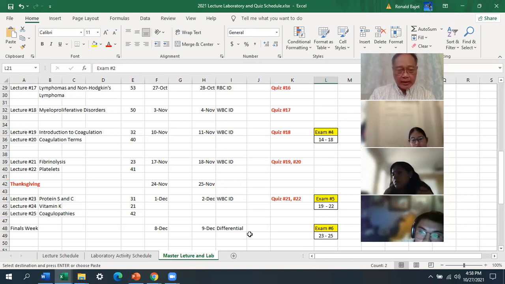So looks like you'll be done with hematology on the 9th, and you'll be getting your exam 6 on lectures 23 to 25. And then on the 2nd, you'll be getting an exam 5 on lectures 19 to 22. And then not next week, but the week after, on November 11th, you'll be getting an exam on lectures 14 to 18. One quiz tomorrow, one quiz next Thursday, one quiz on November 11th, and then you'll be getting an exam. And then next week, November 3rd, I'll do a review for exam 4.